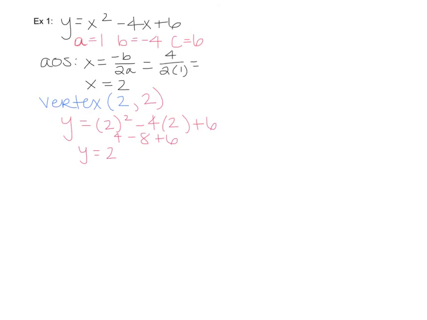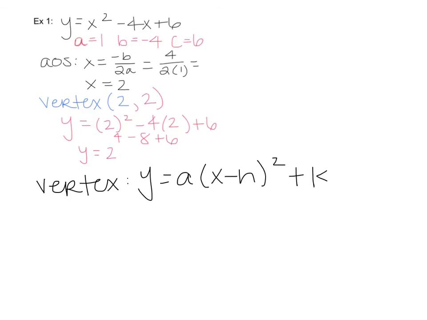So now that I found my vertex, I can now convert it into vertex form. So if you don't remember, vertex form is y equals a times the quantity x minus h squared plus k. Okay, so remember h and k are my vertex, so h is 2 and k is 2. And then hopefully you notice up here at the top, a equals positive 1. So this a and this a are the exact same thing.